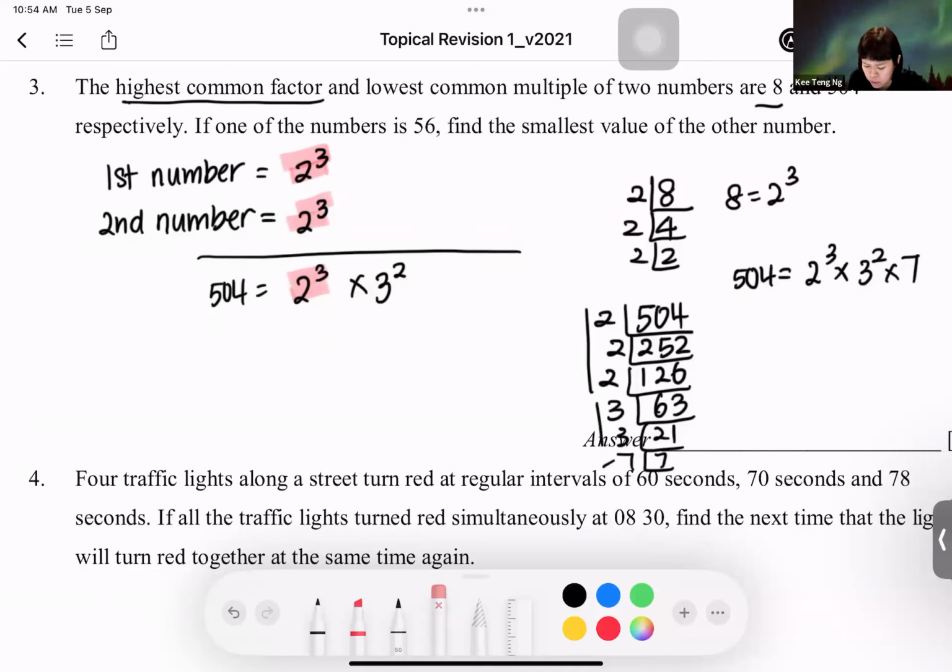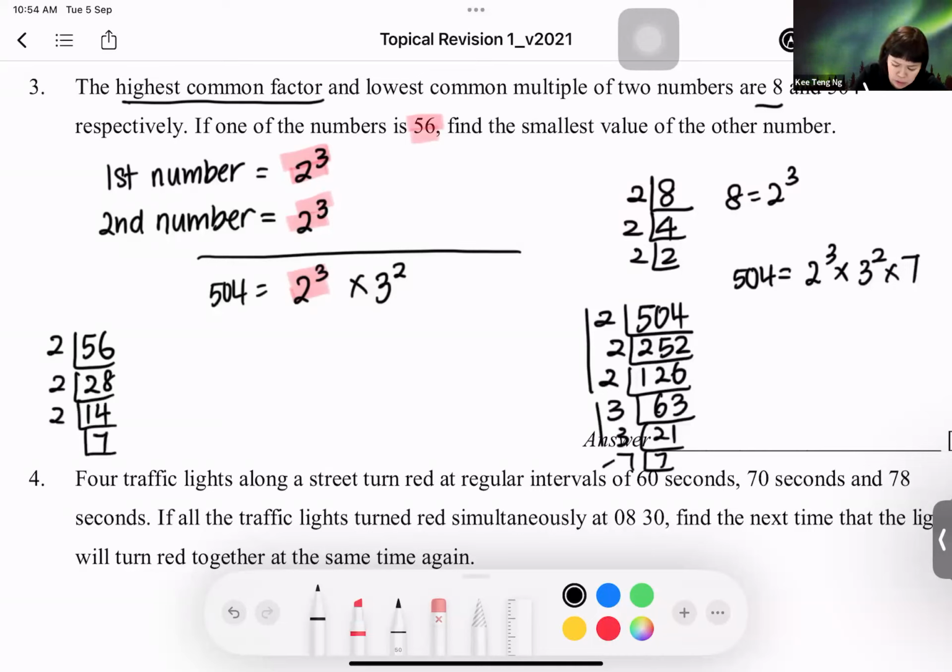But they tell me specifically that one of the numbers is 56 already. Let's take a look at 56. 56 as a product of its prime factors: divide by 2 gives me 28. Divide by 2 gives me 14. Divide by 2 gives me 7. So 56 itself is 2 cubed times 7. So one of the numbers is given to me to be 56, and it contains 2 cubed and factor 7.